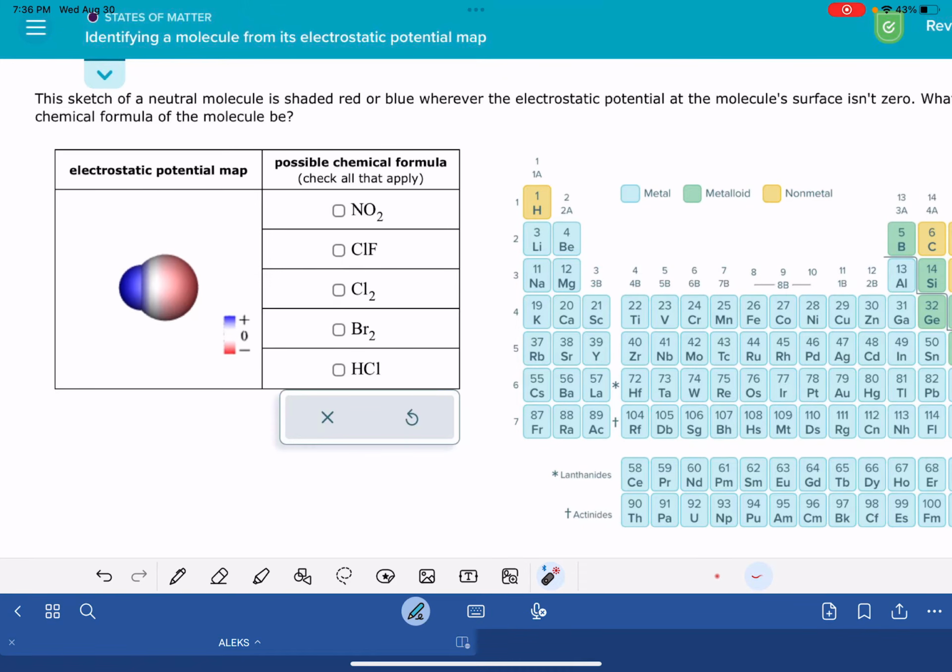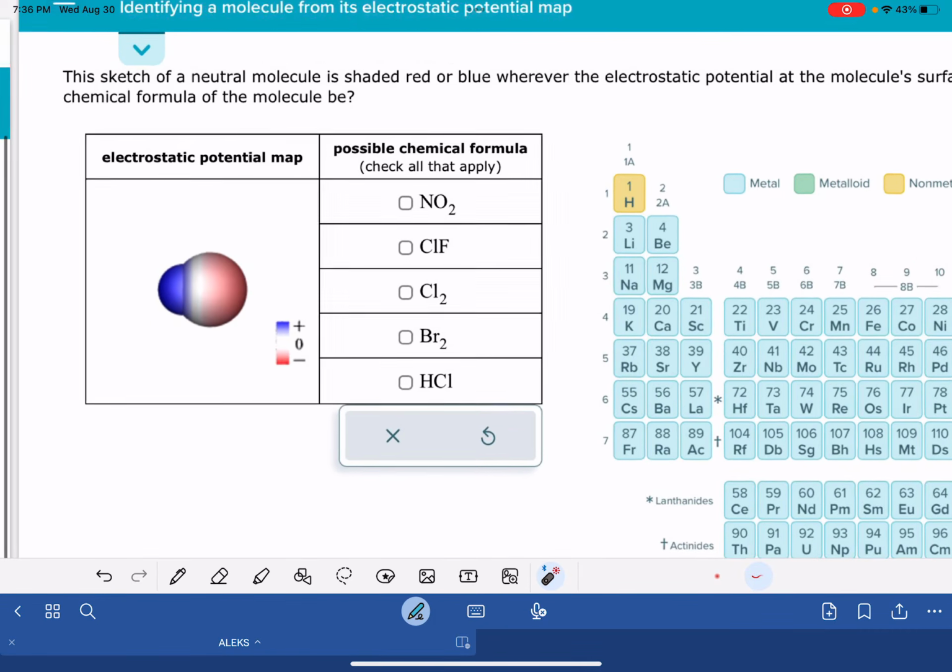In this video, I'm going to give you some tips for solving the ALEKS problem called identifying a molecule from its electrostatic potential map. This is actually a pretty tricky problem. It's a lot harder than it seems like it should be.